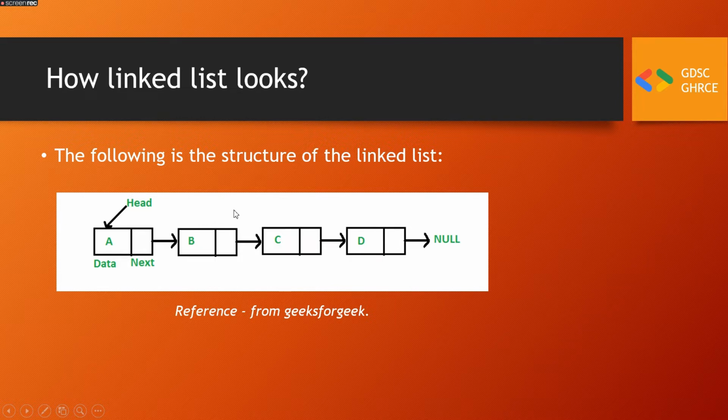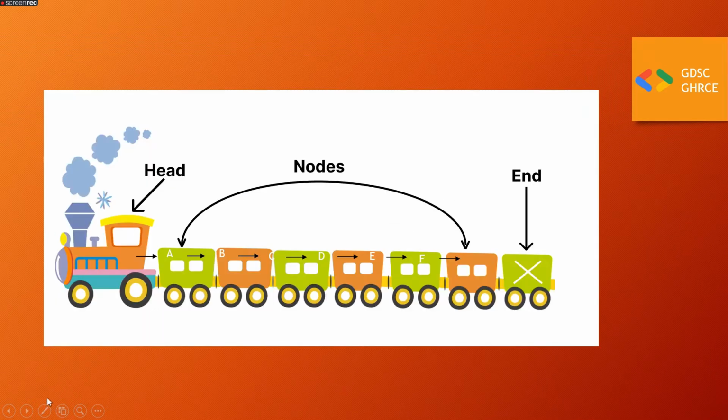When I say B is pointing to C, it doesn't mean that the complete node is pointing to it. This next section is basically a pointer to the next node. So this is basically pointing to this node. In the same way, at the end, since there are no nodes left to store data, the last node will point to null. It doesn't point anywhere. It simply contains a null, a 0, it doesn't point to another node because there are no nodes. So this is how a linked list looks.